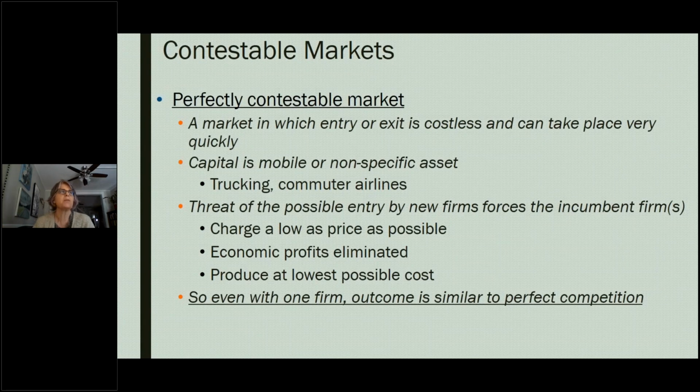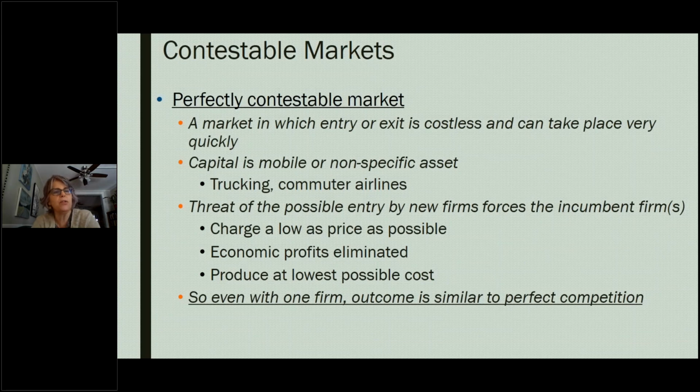A perfectly contestable market is a market where it's not really an oligopoly exactly. It's a market where it's easy to enter and exit. The capital market is the best example. If you can put your money in different places and get a return, it's easy to enter and exit. There can't be a substantial sunk cost.